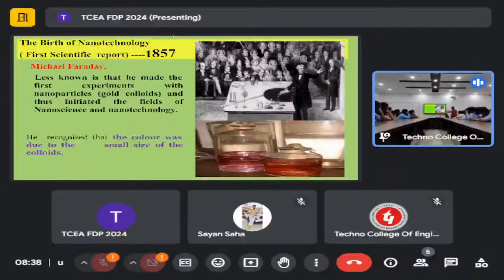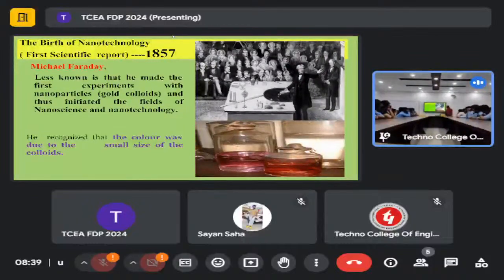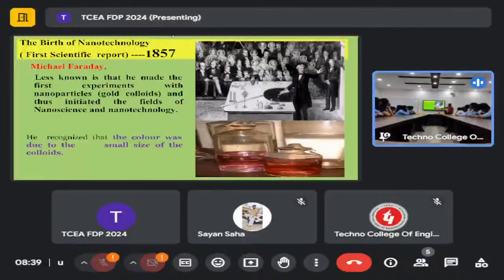His prepared gold nanoparticles were still there in the British Museum till the First World War, and I heard that they were later destroyed because of the war. Okay, and the sample is like this. So he recognized the color of the gold nanoparticles, this is the color. Even when we prepare it in our lab, it shows the same color. This is the color of the gold nanoparticles because of the smallness of the particles.